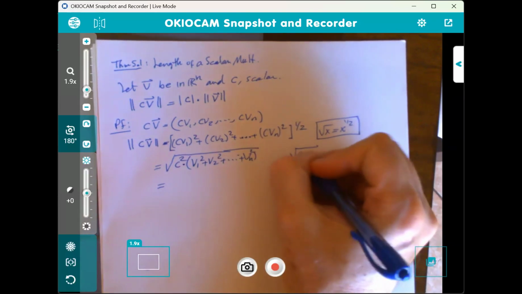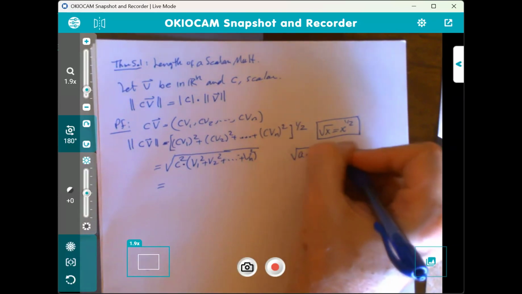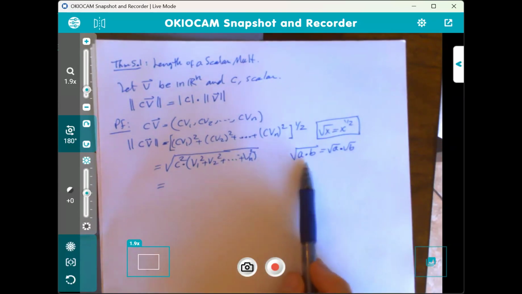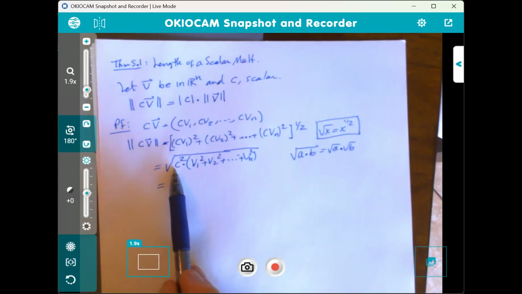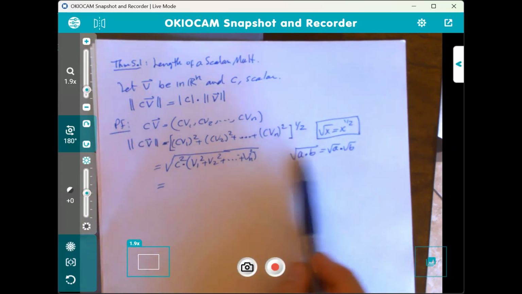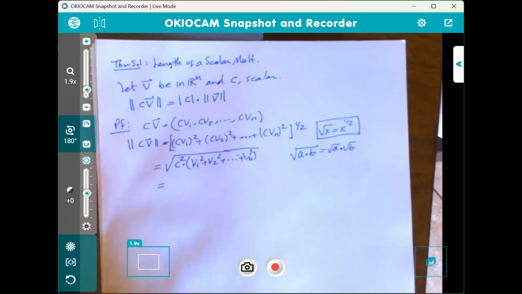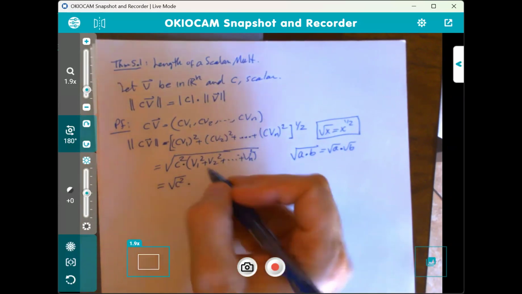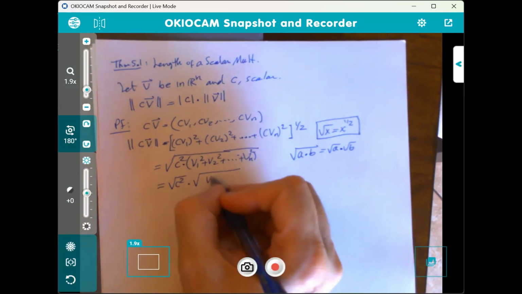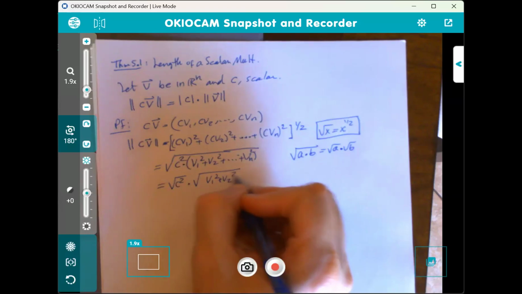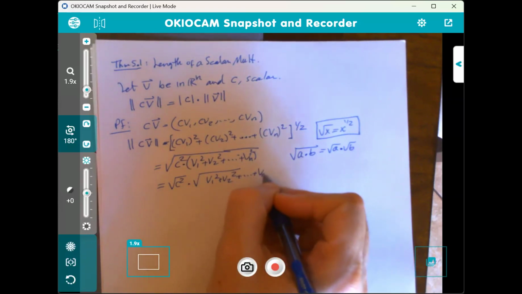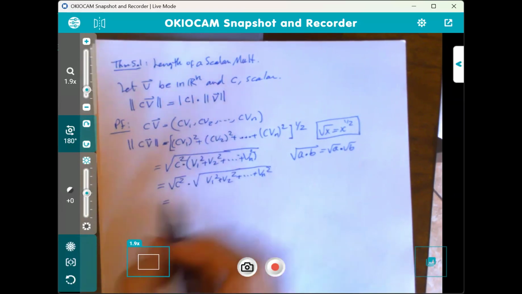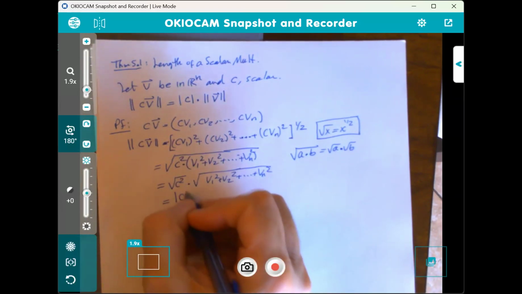That comes from the multiplication rule of radicals, right? As long as one of these radicands is positive, and we know c squared is positive, we can write it as a product of two radicals. So this is simply the square root of c squared times the square root of v1 squared plus v2 squared plus dot dot dot plus vn squared. Now, the square root of c squared is the absolute value of c.